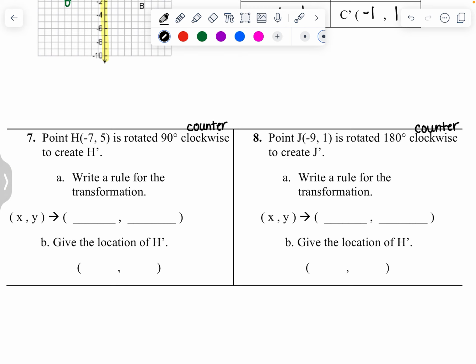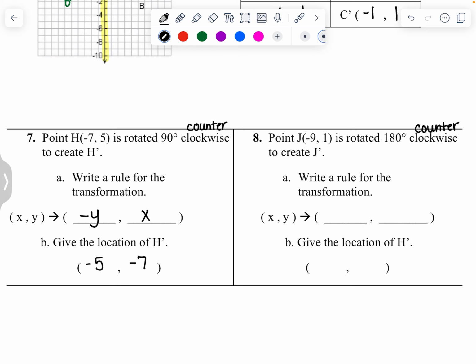In a 90-degree rotation, (x, y) maps to (-y, x), meaning they trade places, and then the first, whatever is in this location, changes signs. So trade places first: 5, -7, and whatever is right here changes signs. So this is going to be -5, -7.